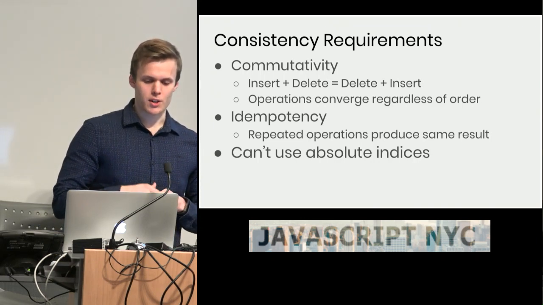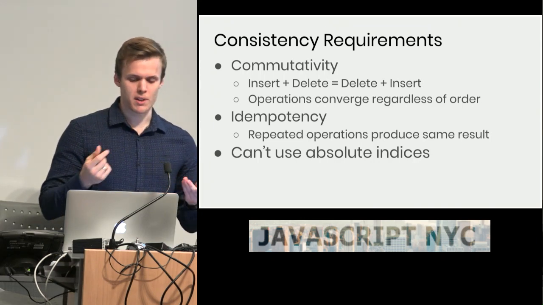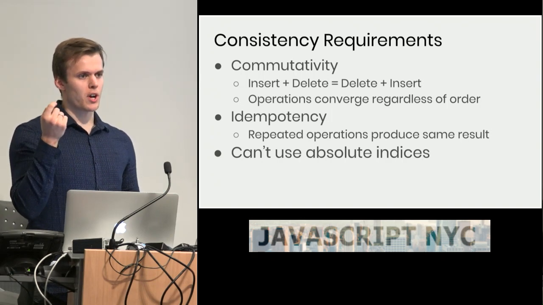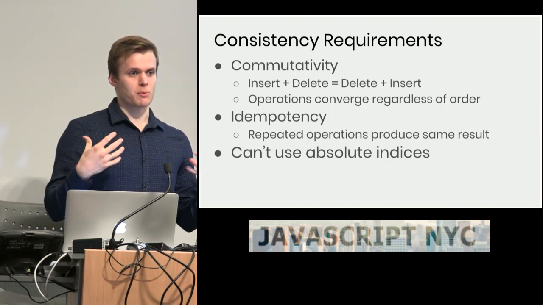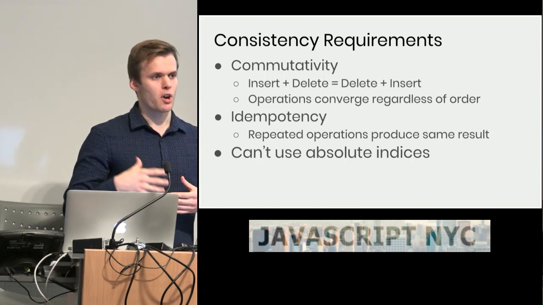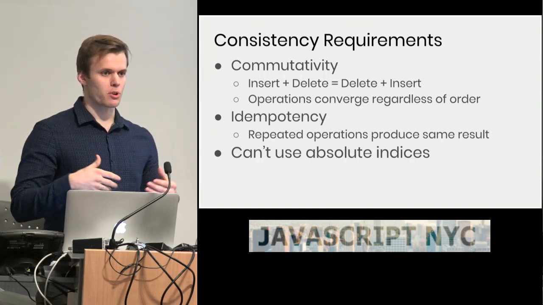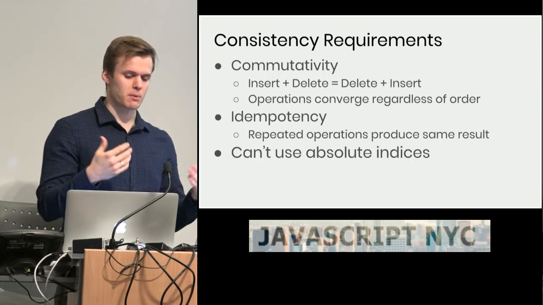The next property is called idempotency, and basically, given a single operation, no matter how many times you apply that operation, it should have the same result. In mathematics, you can think of multiplying a number by 1. No matter how many times you multiply a number by 1, it's the same number.